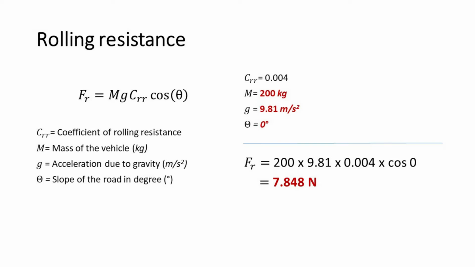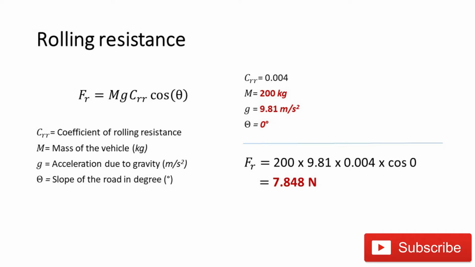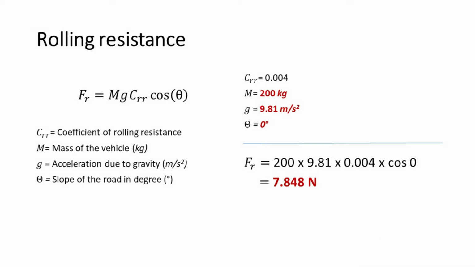When the vehicle moves, loading and unloading happens at the contact surface of the tire and the road. The hysteresis of the tire material results in unsymmetrical pressure distribution. The leading side experiences more pressure. This is the main reason for the rolling resistance.